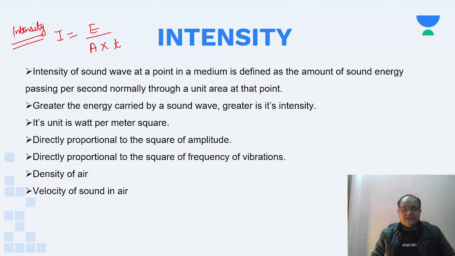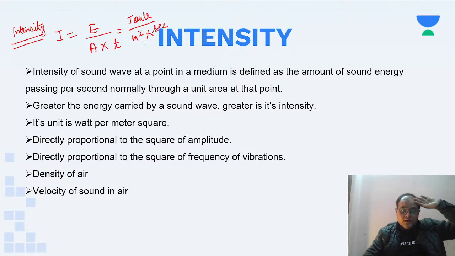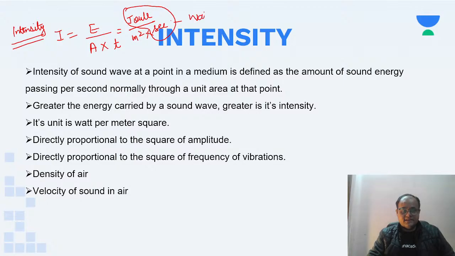Yes. Now, if I talk about the unit of it, what is the unit of energy? Energy is joule. Area is meter square. This is second. And what is joule per second? Joule per second is nothing but watt. Yes, it is watt. So my unit for intensity would be watt per meter square.